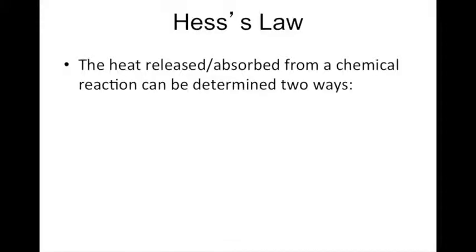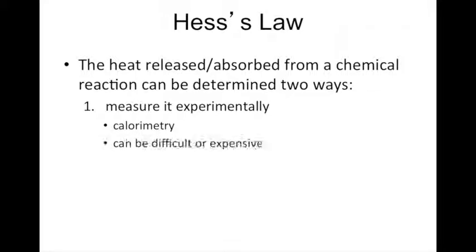In this video, we're going to discuss Hess's law. So the heat that is released or absorbed from a chemical reaction can generally be determined two ways. We can measure this heat experimentally, and this generally involves calorimetry. So we actually have to perform an experiment and measure the heat absorbed or released. This process can sometimes be difficult, can often be expensive or inconvenient. So this is not always the best or easiest way to determine an enthalpy change for a reaction.